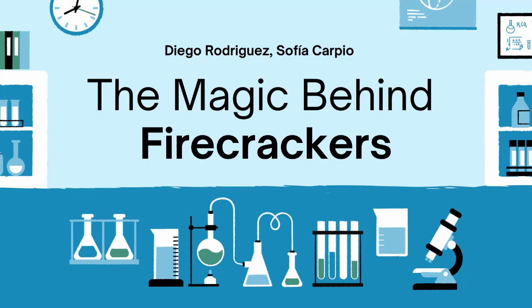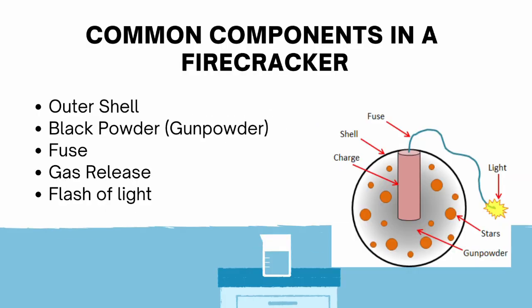Alright, good morning everyone. Today we're going to be talking about the chemical composition and all of the chemical reactions that go into making firecrackers work. Firstly, we're going to list the common components in a firecracker. I have added a little diagram here so you can see how it works, and then we're going to describe each one of them. We have the outer shell, the black powder, also known as gunpowder, the fuse, and during the reaction and after the reaction, we have gas release and a flash of light.